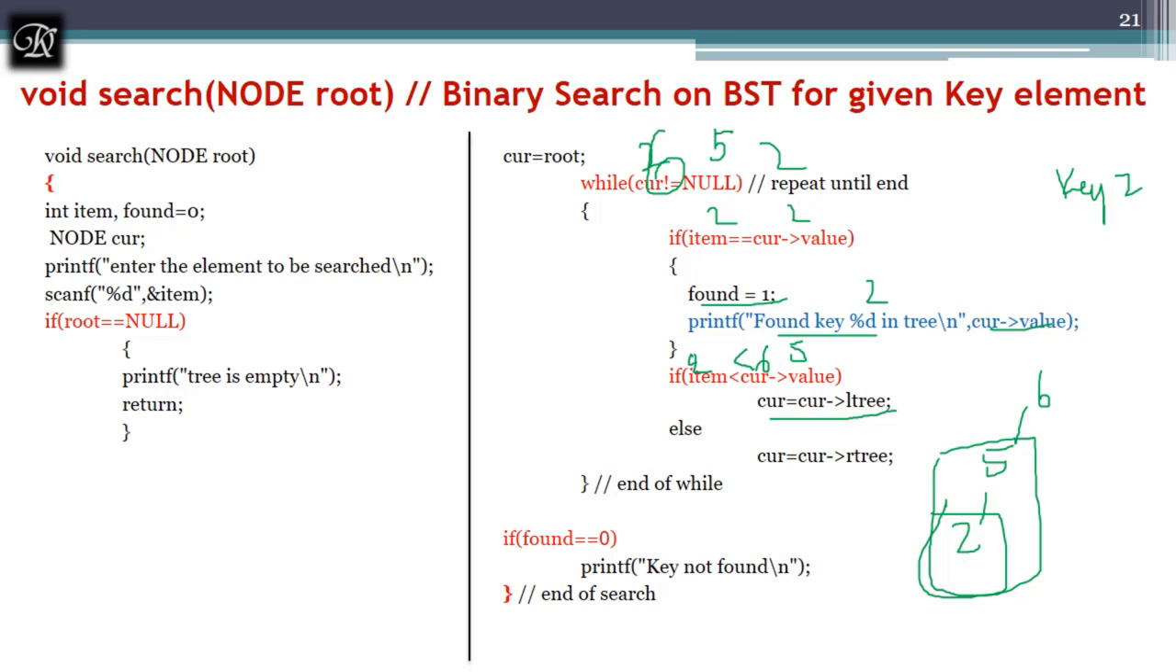Now what happens if that value does not exist? I cannot set found equal to 1. By default, I assumed I am not finding any key element in my program, so I assumed it is unsuccessful and set found to 0. Later I tried to search and located it. If I fail to locate it, found cannot be set to 1, so I'll display key not found. This is how binary search tree logic works.